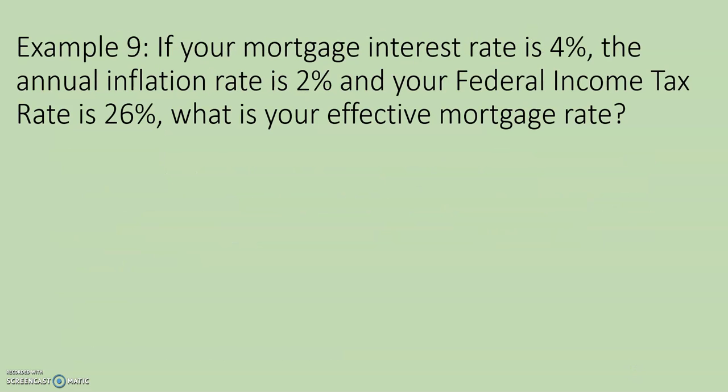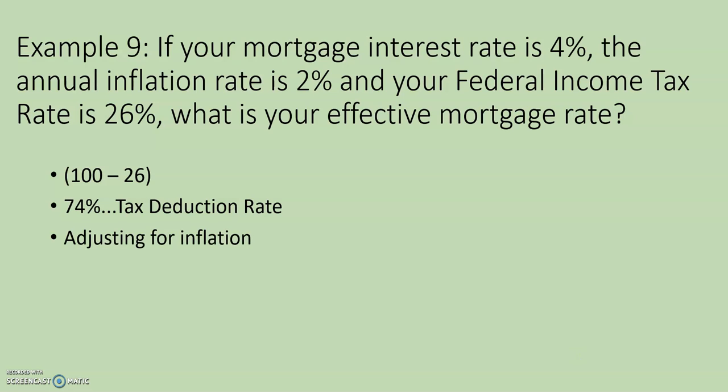If your mortgage interest rate is 4%, the annual inflation rate is 2%, and your federal income tax rate is 26%, what is your effective mortgage rate? 100 minus that 26 gives us a 74% tax deduction rate. Adjusting for inflation, 4% minus 2%. Now multiply. 74% times 2% is 1.48%.